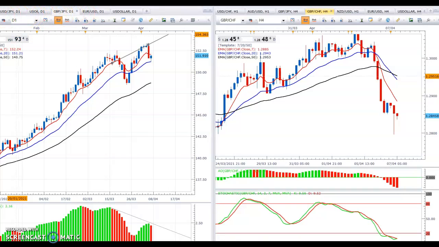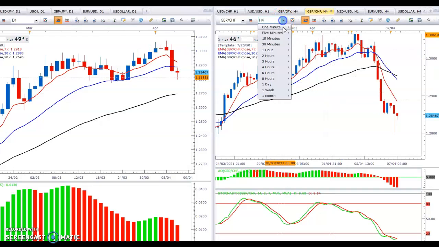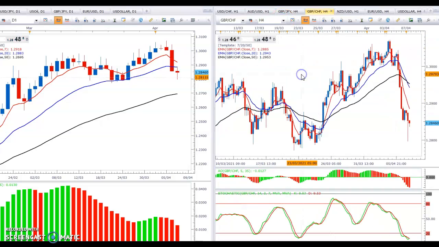Let's go to the Pound Swiss on the left, which is the daily chart. There you see it. So again, we have negative divergence here, indicating a sell. So there could be another move south, even more than this, back down to 127.90.